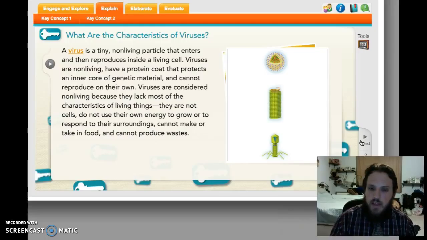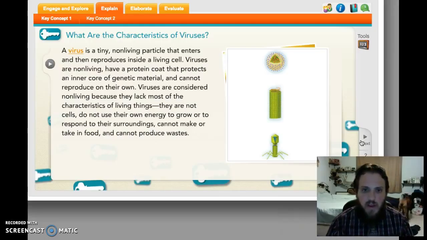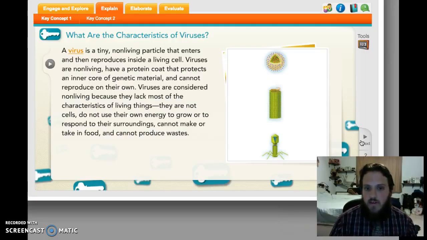They have a protein coat. If you look at the picture, you can see the protein coat. It's in white. That protects their own genetic material, so they have DNA inside. And they cannot reproduce on their own. Viruses are considered non-living because they lack important characteristics of living things. They do not grow, they do not use their energy, they do not respond to their surroundings in any way. They cannot make or take in food, and they don't produce waste.